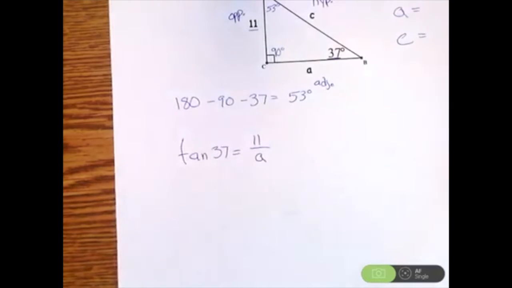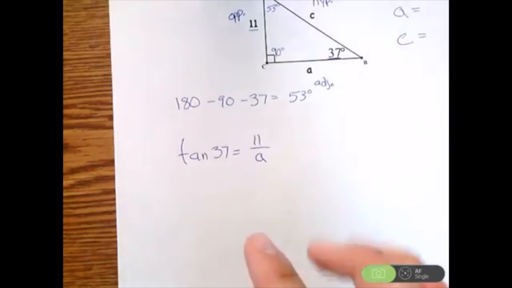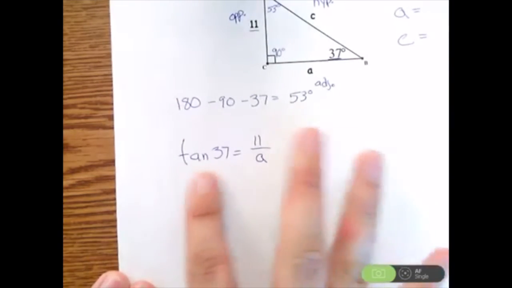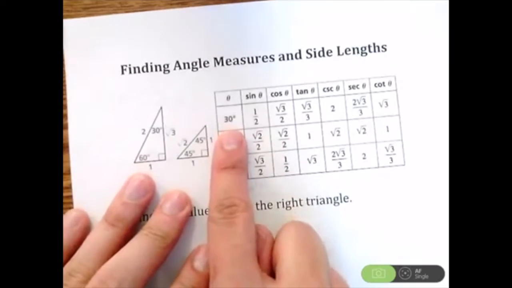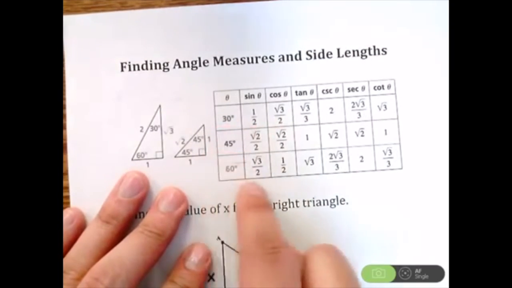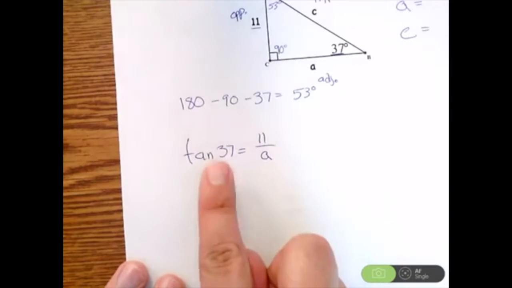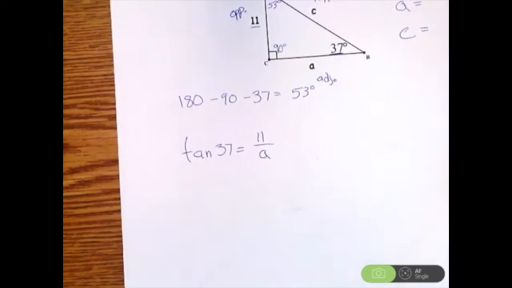Now, here's one reason why we can't use the table here. We're going to try and find tangent of 37 degrees, and if you look at the front, we only found tangent of 30, 45, and 60 degrees. So I can't exactly use that table, so I'm going to have to use a calculator.